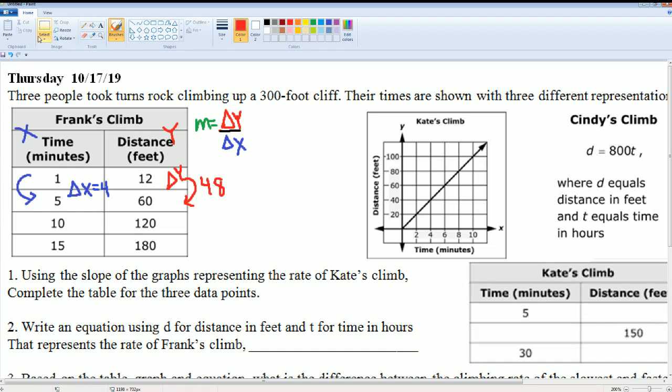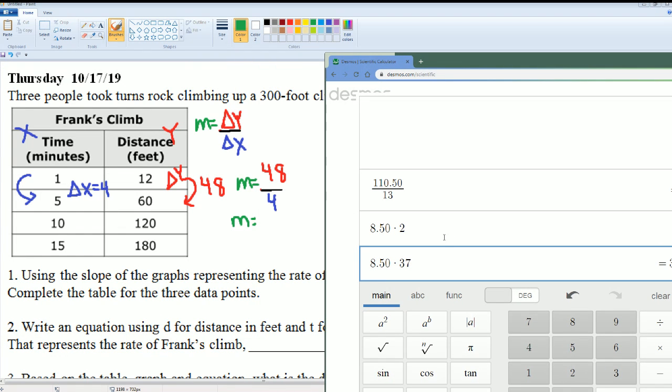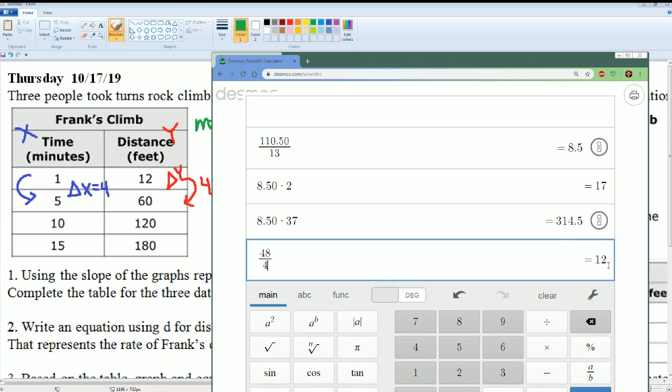So plug it into the equation. Let's rewrite the equation. m is equal to what? Delta y is 48. What is delta x? It looks like it is 4. We can simplify that. Divide this out. You can even do it on the calculator right here. 48 divided by 4 gets you 12.